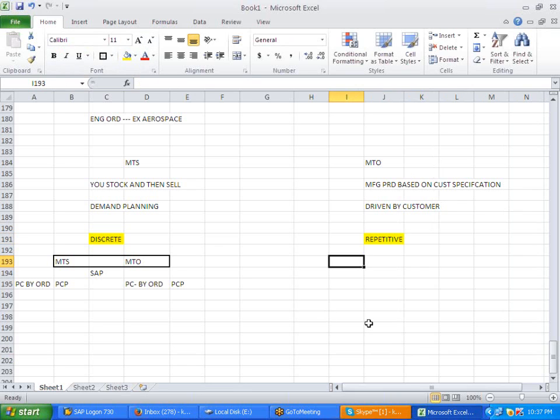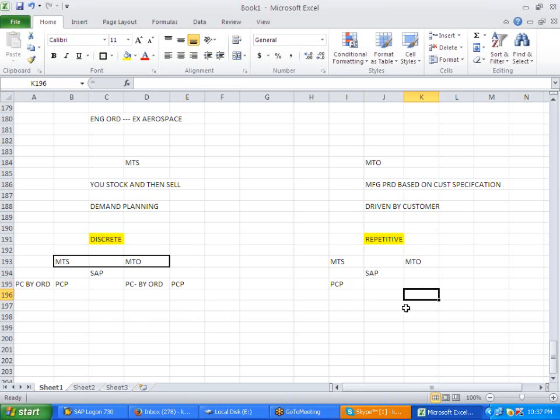Repetitive. Now in repetitive, let us put this: MTS also I can use, MTO also I can use. Let us put it in SAP. Now in SAP, when I'm using repetitive, can I use product cost by order? No, by period, sir. Product cost by period. It is a continuous process. Product cost by order means there is an order you are manufacturing, and there is an end to the order. Here there is no end. Same product, like this.